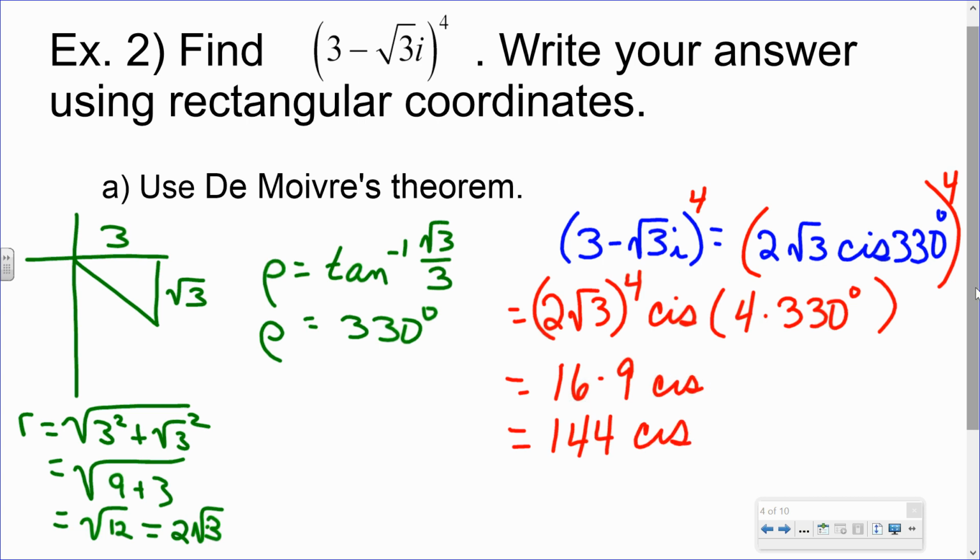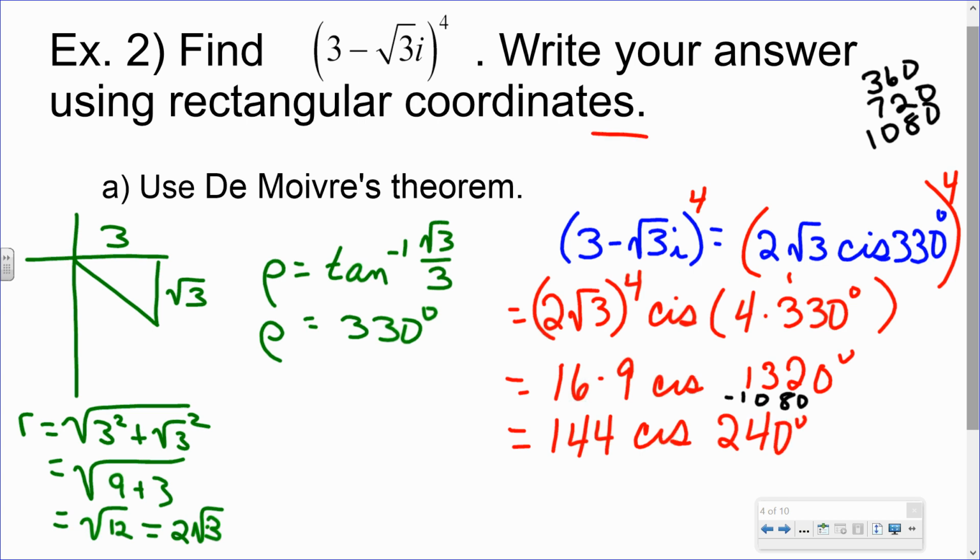Cis of, let's see, 4 times 330 is 1320. That is more than once around the unit circle. So I need to convert that so I know what in the world I'm doing with it. So let's see, once is 360, twice is 720, 3 times is 1080. If I go another time, I'll be past the 1320, right? So what is 1320 minus 1080 going to give us? 240. Is that an angle I know?